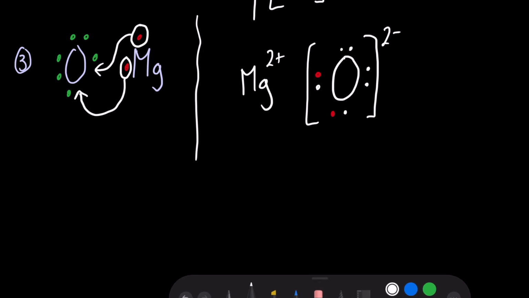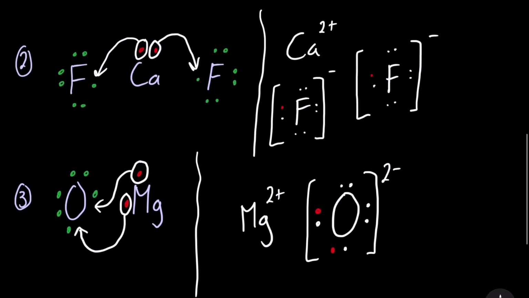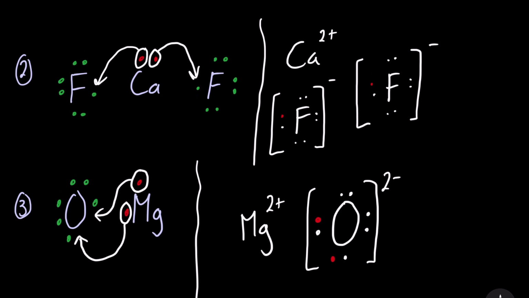Okay, so again, I really want to stress that when we're looking at ionic compounds, it is a complete transfer of electrons from the cation to the anion, and you must make sure to write down the charges of your ions when creating Lewis dot diagrams.